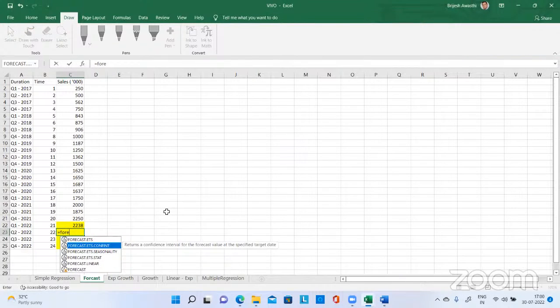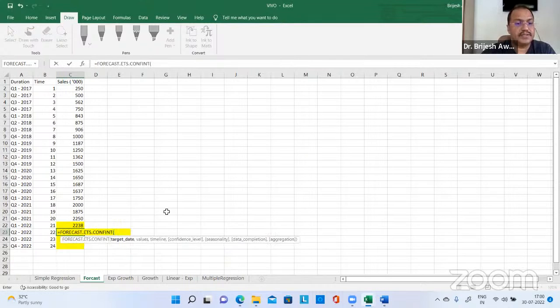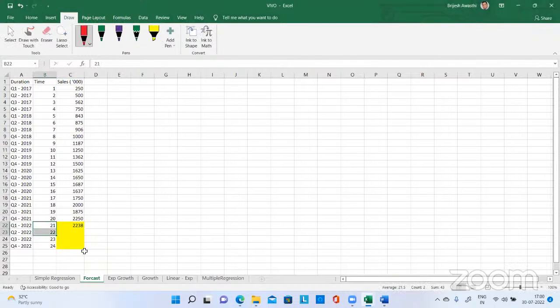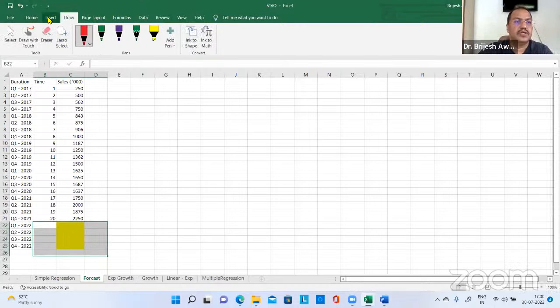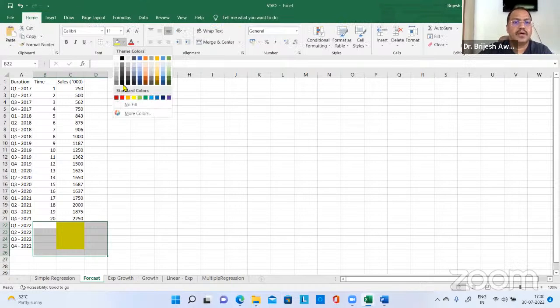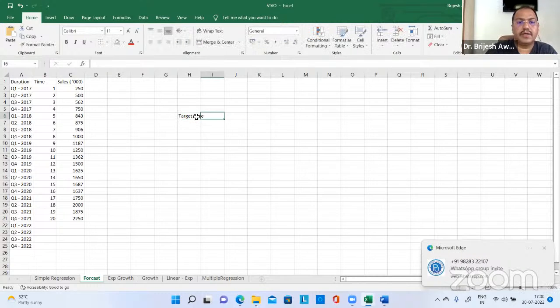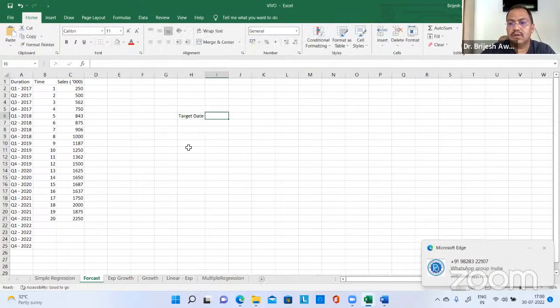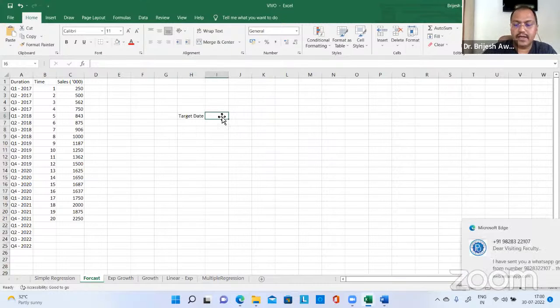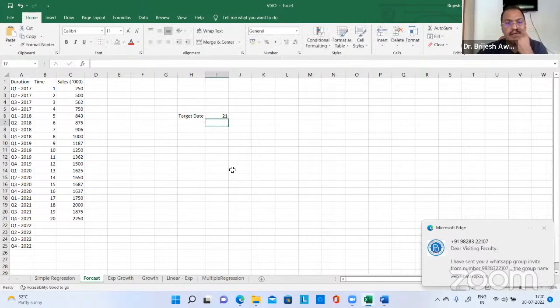So this is what I'm talking about, confidence interval. What is the target date? I'm talking about 21 only. Yes or no? What I'll do, I'm just going to delete it, and it's better so that you will not get confused. Now, the target date I'm talking about is 21.